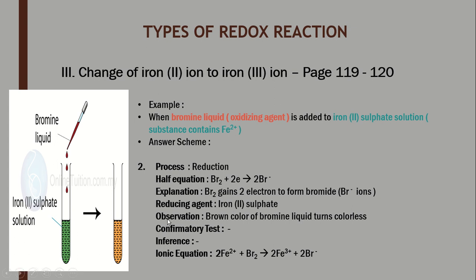Okay, then the observation. Okay, look. This one is halogen. After the reaction, it becomes halide. So remember, halogen has color, halide has no color. So from brown color, bromine is brown. Remember, bromine color is brown, it turns into colorless because it is halide. In ion form, it is halide.